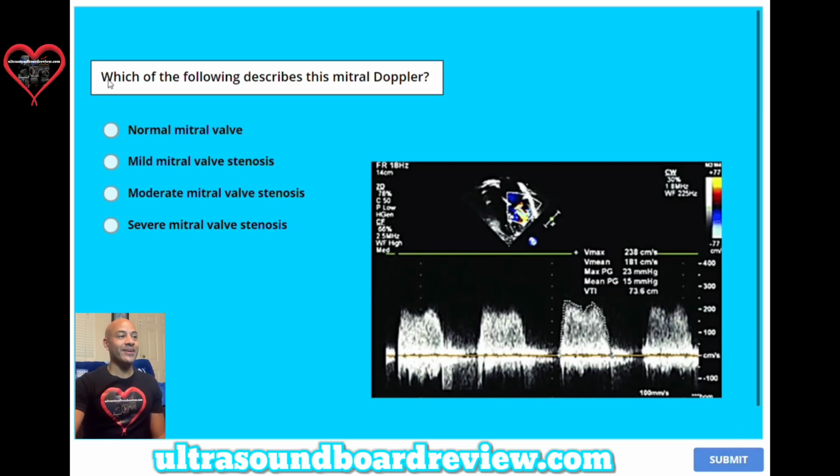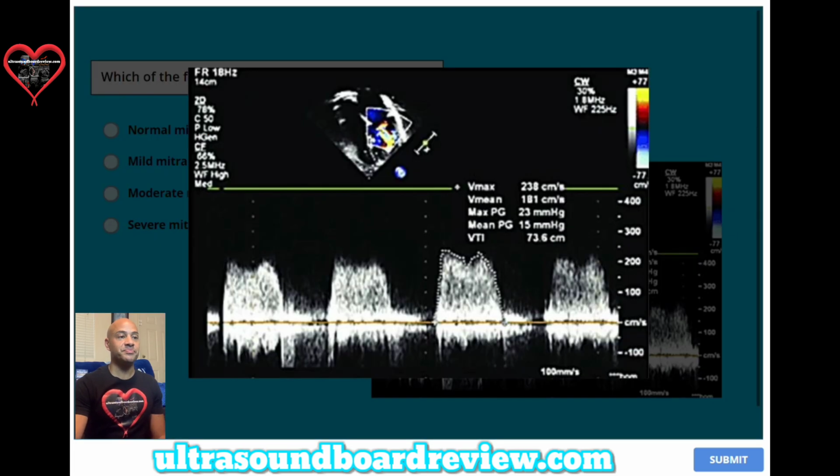Question 120. Which of the following describes this mitral Doppler? A, normal mitral valve. B, mild mitral valve stenosis. C, moderate mitral valve stenosis. Or D, severe mitral valve stenosis.